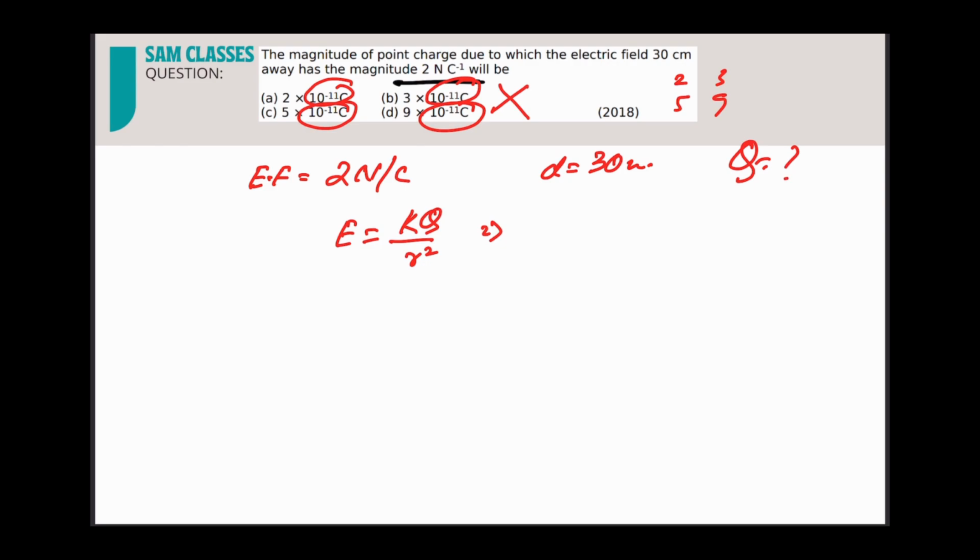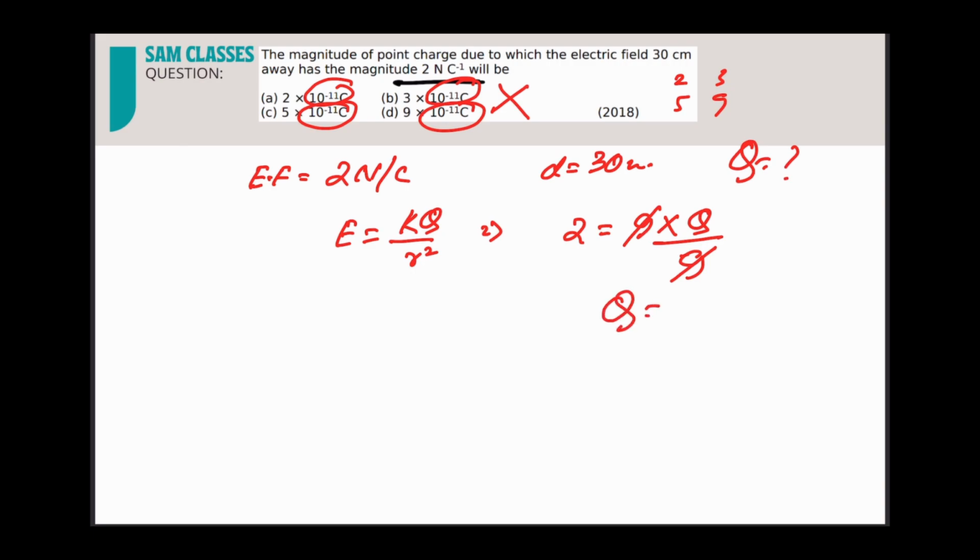So what I'll do: in place of the electric field I'll put 2, in place of K I'll put 9, I won't take the powers, and the charge I don't know, so I'll keep it like this. And the radius again is 3, so I'll square it up. It will be 9.